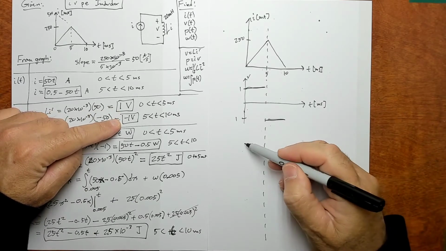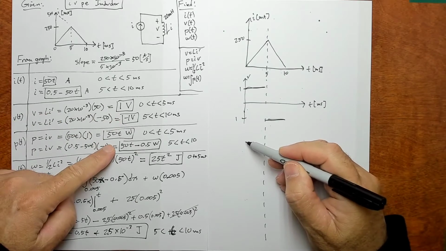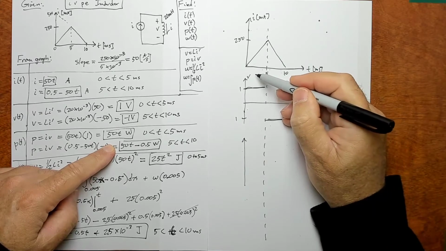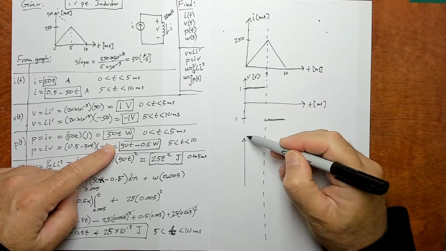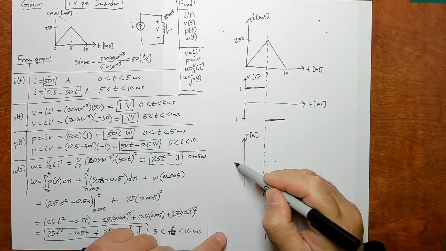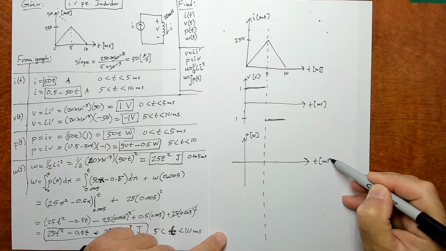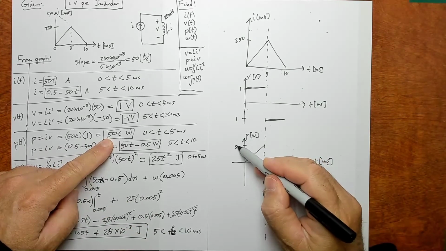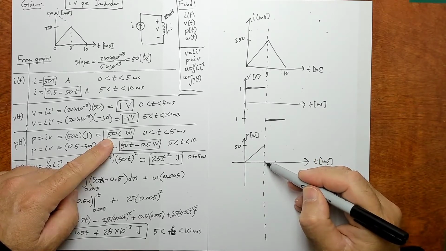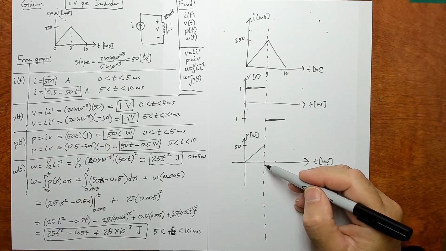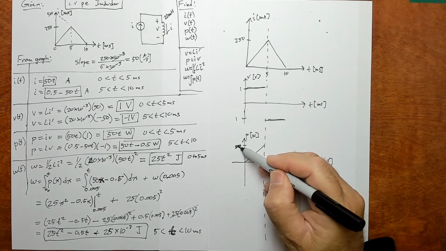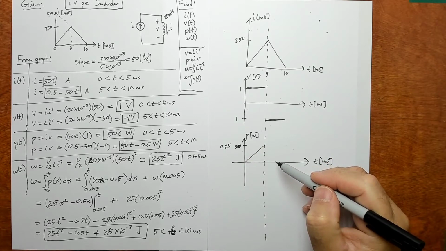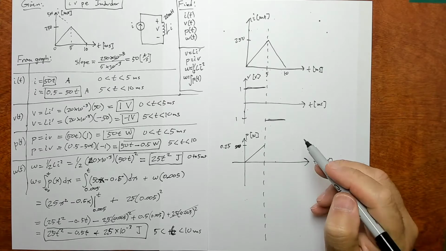And then the power does this. So this is V in volts, and this is the power in watts, and the time in milliseconds. It does that. This curve here is just 50t, so it comes up to 50 watts at 5 milliseconds. And no, not 50. It comes up to 0.25 watts, or 250 milliwatts. And then it does this thing.